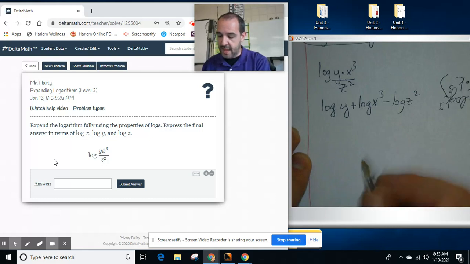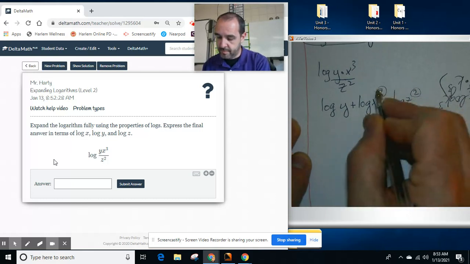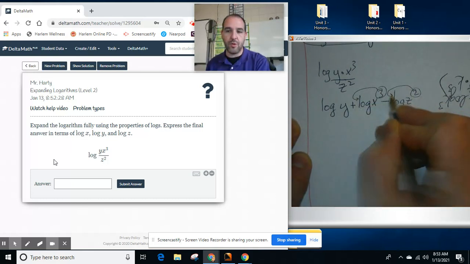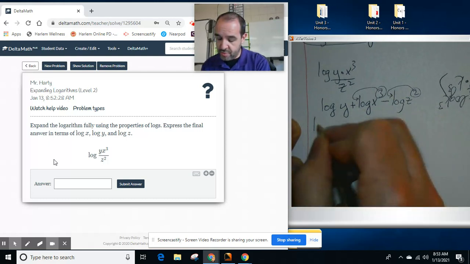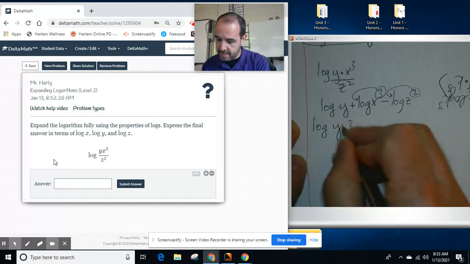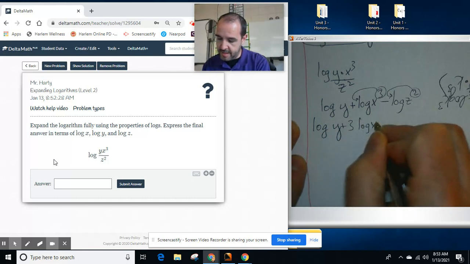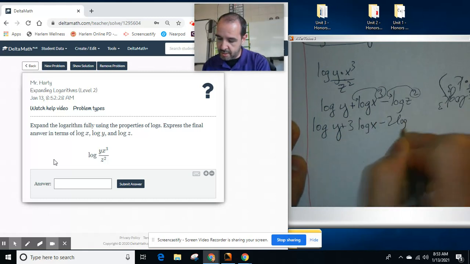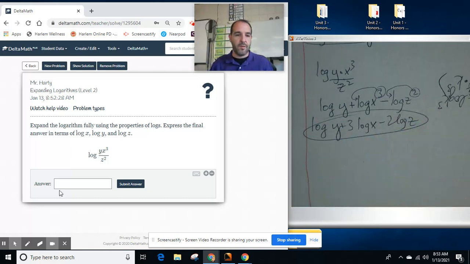So now, do I have anything left? I do. Those pesky little exponents, they need to move. So nothing on the first term, it didn't have an exponent, plus 3 log x minus 2 log z. And we're in business. Log y plus 3 log x minus 2 log z. Boom.